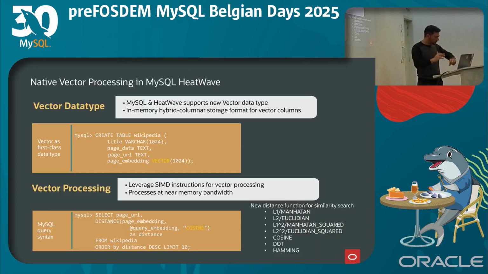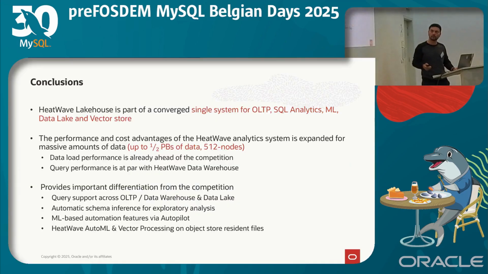All right, so just 2 more slides. I think there will be a talk by Miloš on this vector store processing, but just to give you an idea, we now have a native vector data type in both MySQL and HeatWave. And when we store in HeatWave in memory, it's obviously columnar and benefits from all the nice features of HeatWave. And secondly, for vector processing, if you have some SQL query like this, distance calculation, by the way, we support all of these commonly used distance calculations. This calculation will benefit from SIMD instruction processing and really processes at near memory bandwidth. Yeah, I'll just skip this, leave it for Miloš to talk about it, and just come to my conclusions.